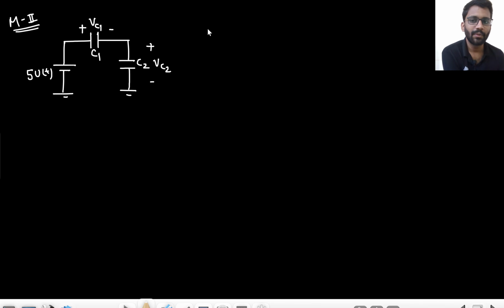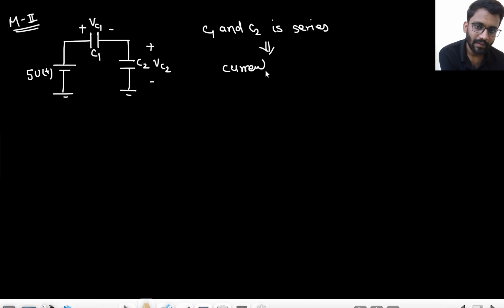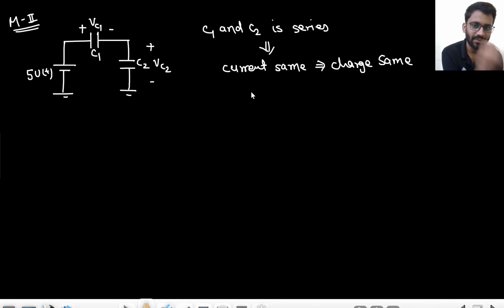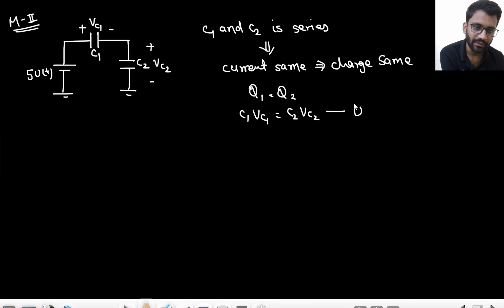One thing you know, C1 and C2 are in series, that means current same, and that means charge same, right? If charge is same, that means Q1 equals Q2, that means C1 VC1 is equal to C2 VC2. This is equation 1. What is the second equation? Second equation is 5 ut is equal to VC1 plus VC2.